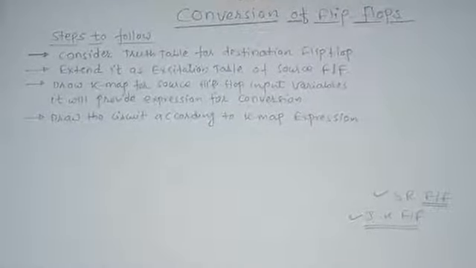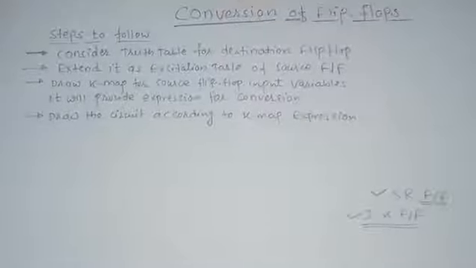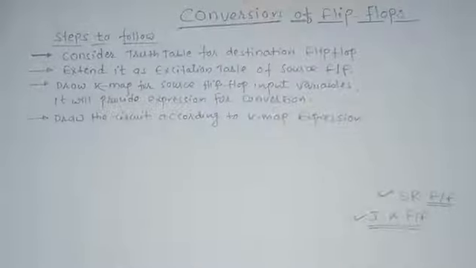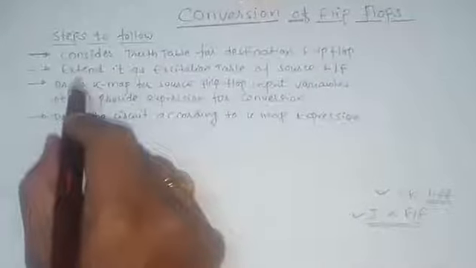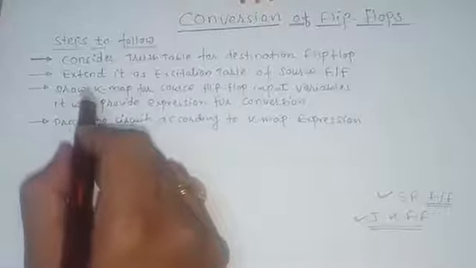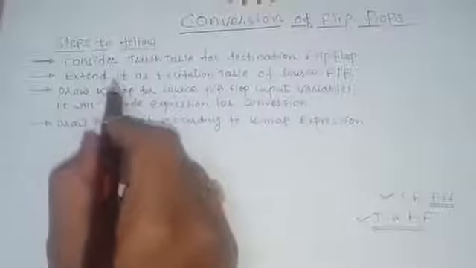So to convert a particular type of flip-flop into another flip-flop, we need to follow certain steps. The steps are as follows: the first step is to consider the truth table for the destination flip-flop. Second step, we need to extend that truth table, and that can act as an excitation table of the source flip-flop.